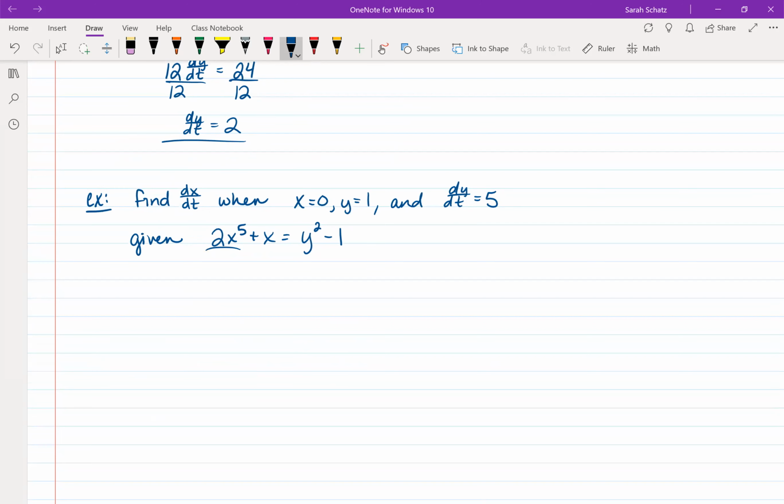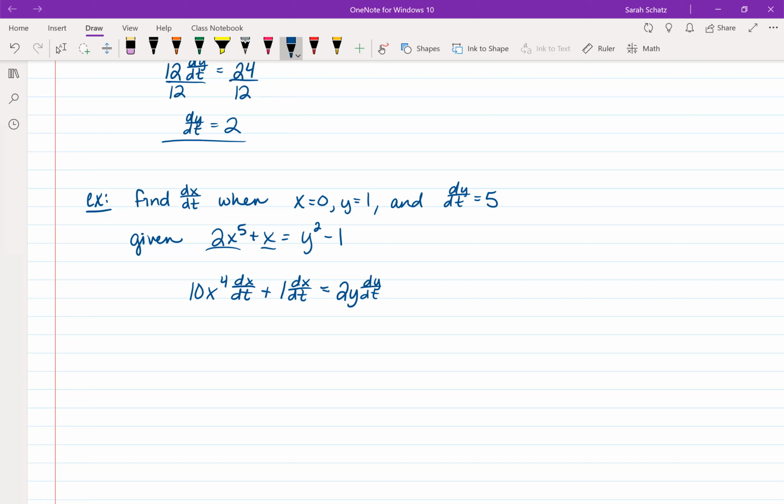Okay, so let's start with this first term. That's going to be 10x to the 4th. Don't forget, everything gets a dt, so dx/dt. Plus, the derivative of just x is just 1 dx/dt. Over here, we have a y squared, so that's going to be 2y dy/dt. And then the minus 1 is going to go away.